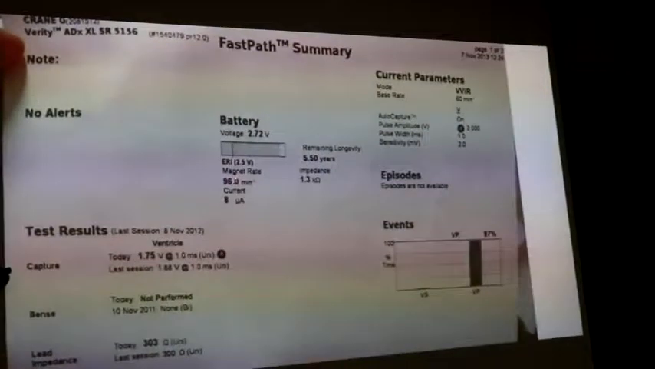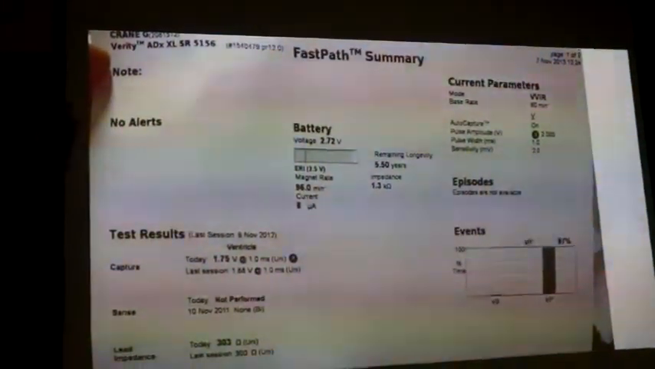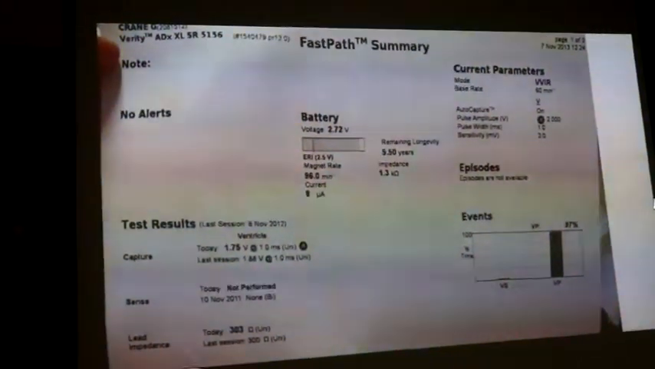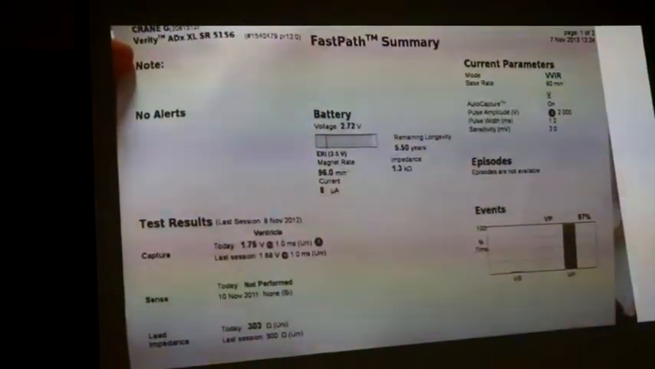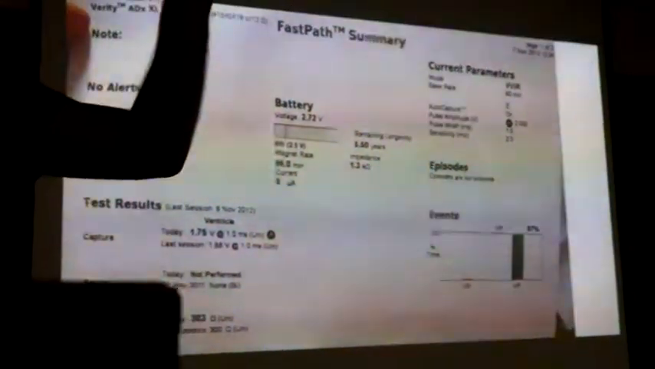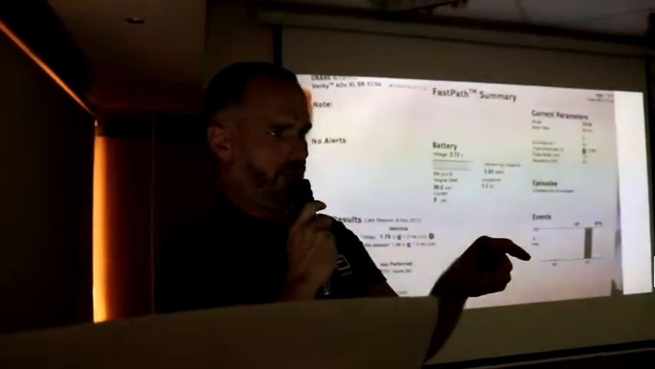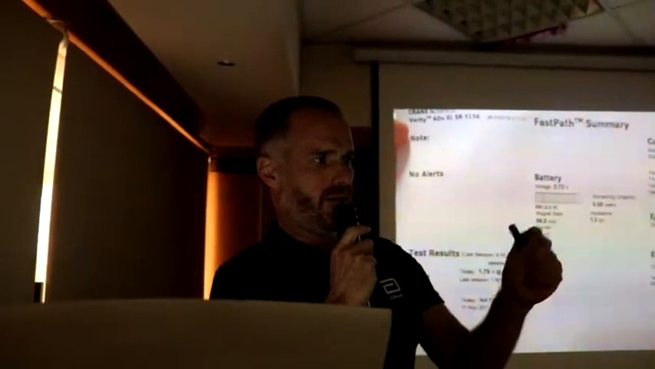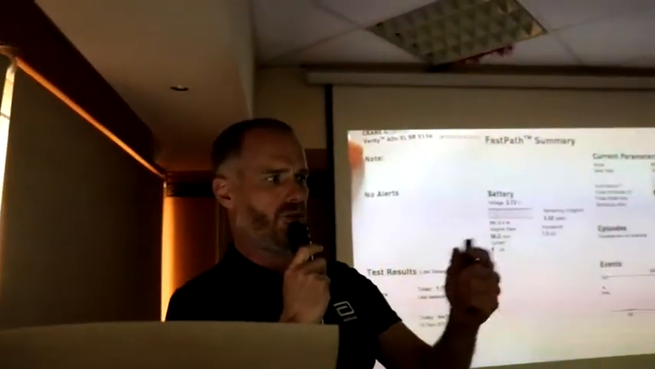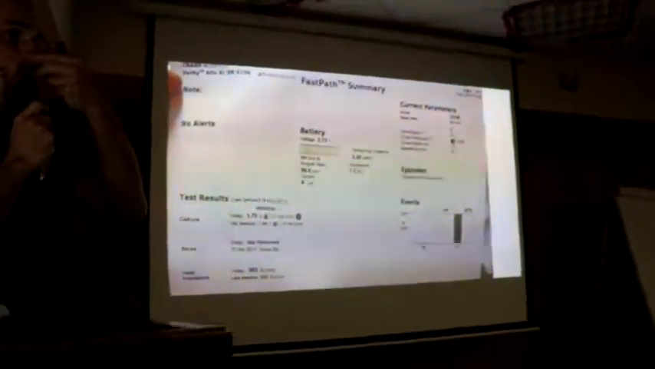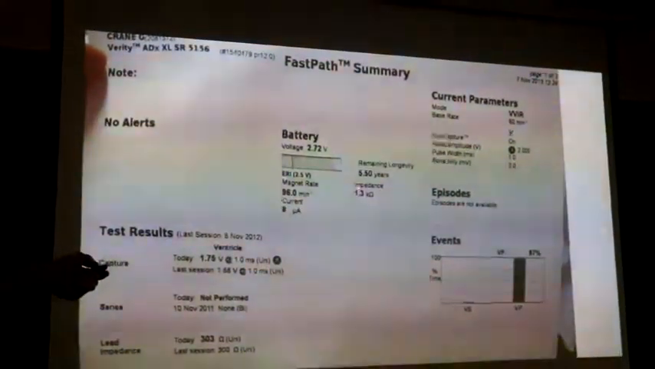All right, magnet rate, what's magnet rate? Magnet rate is just a way of measuring the battery voltage if you don't have a programmer, okay? Some people write on the follow-up form the battery voltage and then the magnet rate. Well, you've just written the same thing. It's like writing 60 miles an hour and 100 kilometers an hour. It's the same thing with a different measurement. You don't need both, you just need one, okay? But if you don't have a programmer, putting a magnet on will tell you what the battery voltage is at, okay? So battery voltage 2.72, remaining longevity, and 1.3 kilo-ohms.